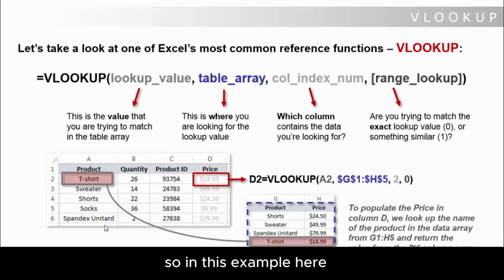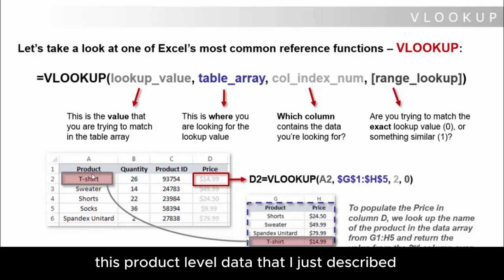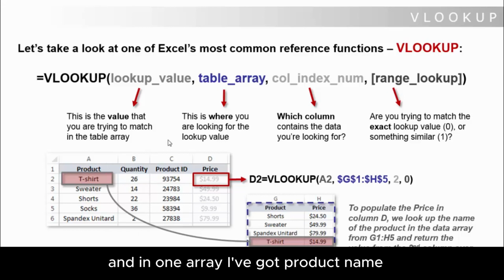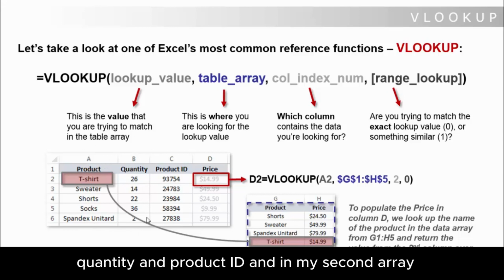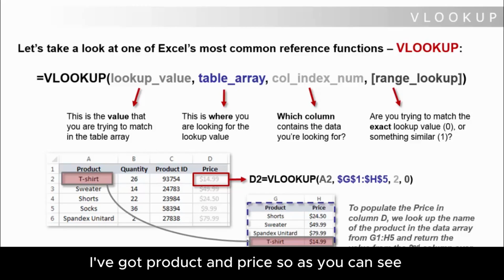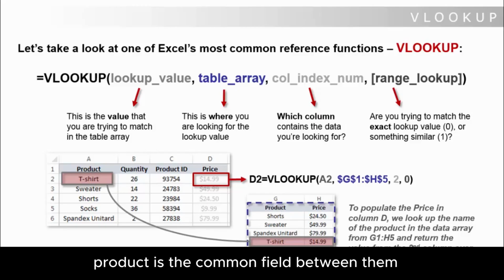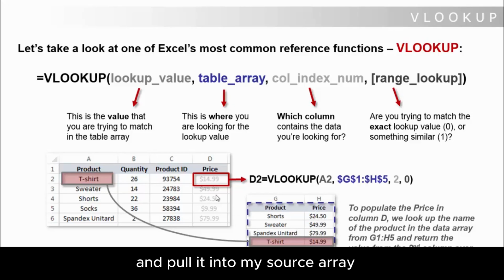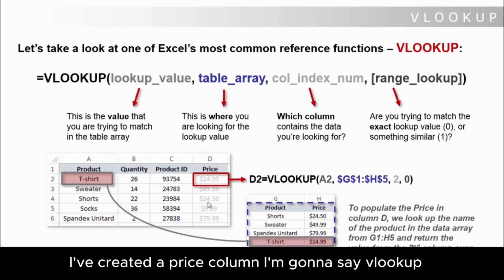So in this example here, again, I have this product level data that I just described. In one array, I've got product name, quantity, and product ID. And in my second array, I've got product and price. So as you can see, product is the common field between them. And what I want to do is find the price in my lookup array and pull it into my source array. So in cell D2, I've created a price column.